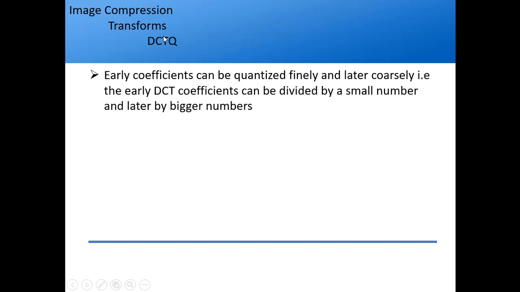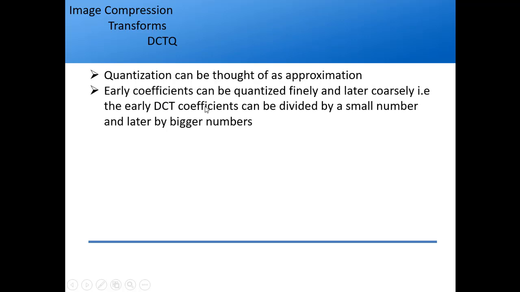Now we are talking about compression, so we go to DCTQ, that is discrete cosine transform quantization. The early coefficients we will quantize finely, that is, we will divide by a small number, and the later ones coarsely, that is, we will divide by bigger numbers. That's what I am talking about.